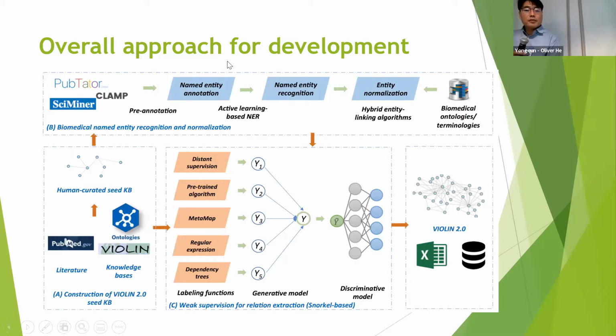On top, we start with biomedical named entity recognition and normalization, and we use many different tools, my SciMiner and PubTator, and PubTator is not mine, and CLAMP for text. From these identified entities, we will do modeling, which Trees is going to touch upon, and the result will be deposited into the new VIOLIN 2.0.